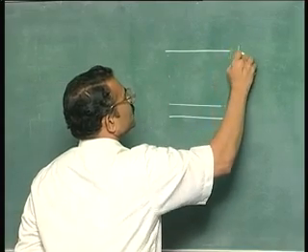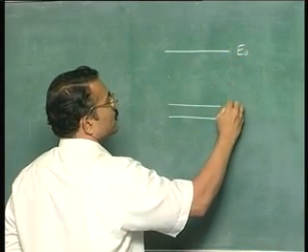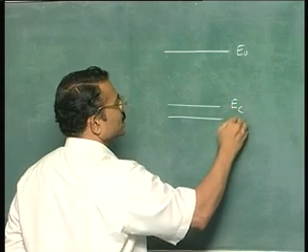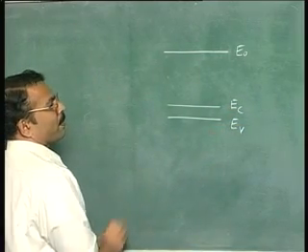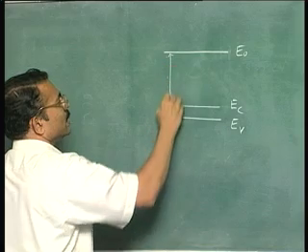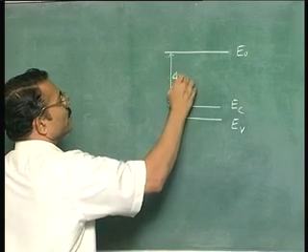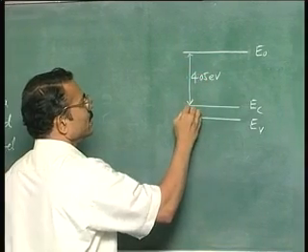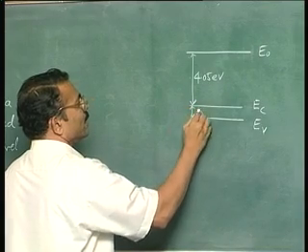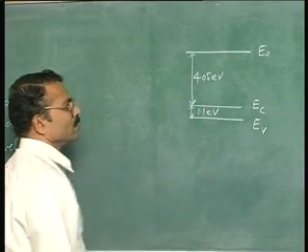This is E0, this is EC, and this is EV. So for silicon, this is about 4.05 electron volts, this is electron affinity. This is the energy gap, and this is 1.1 electron volt.